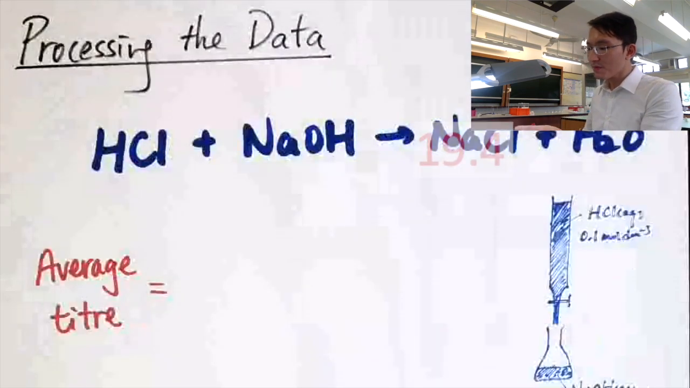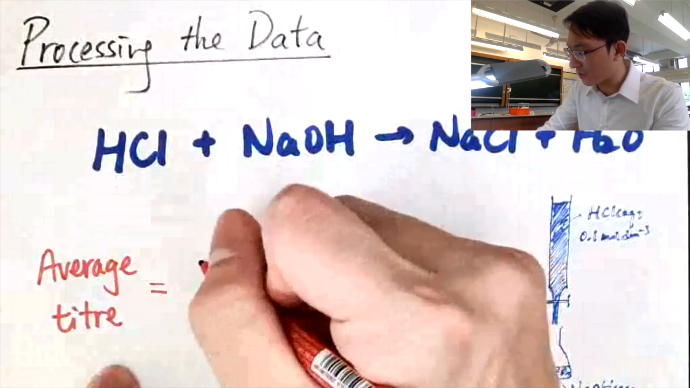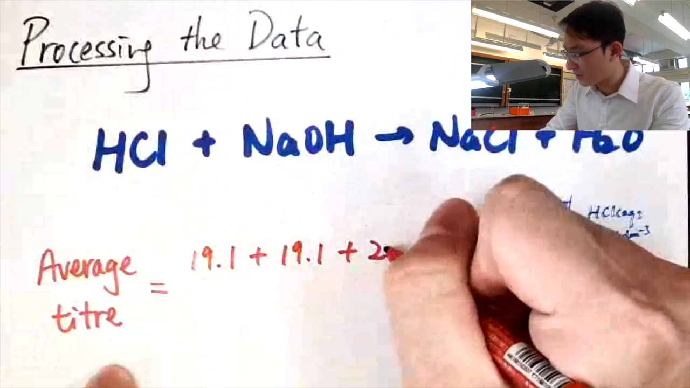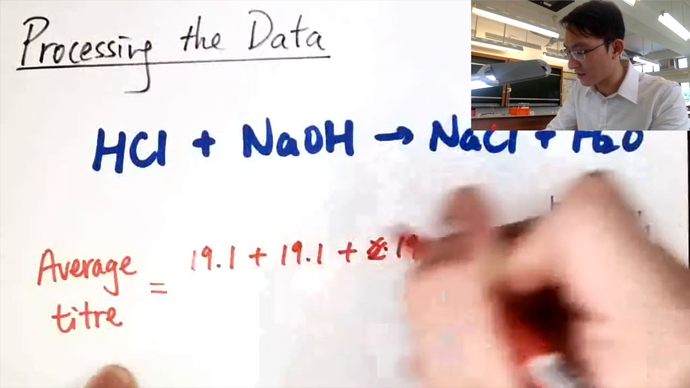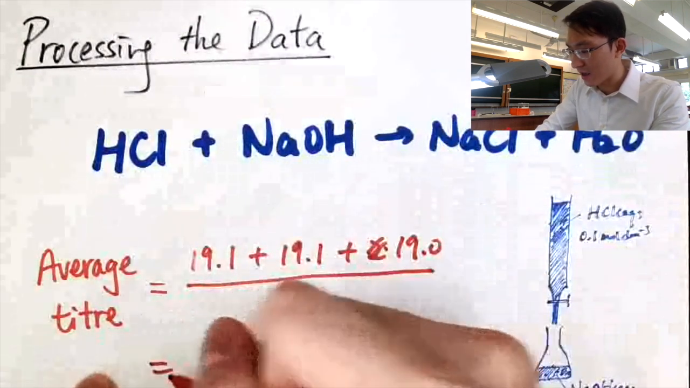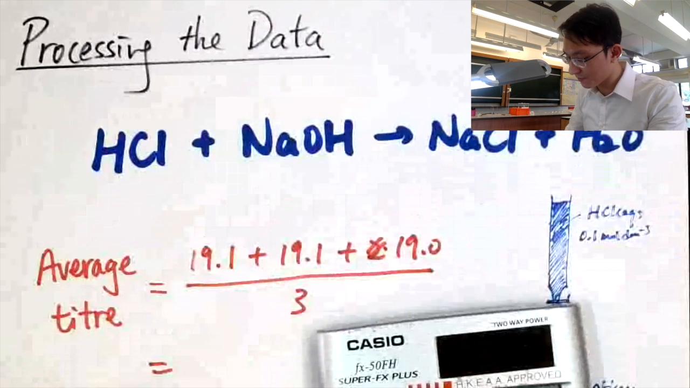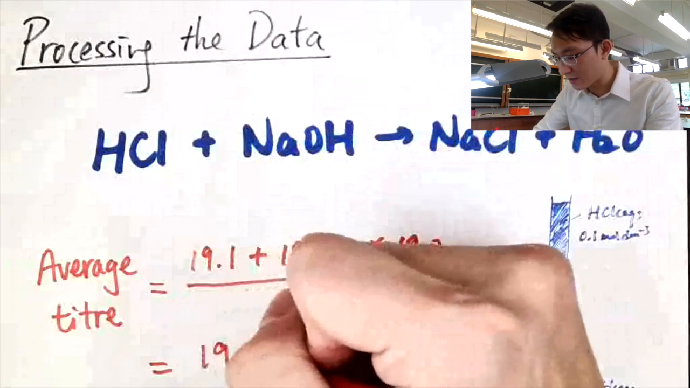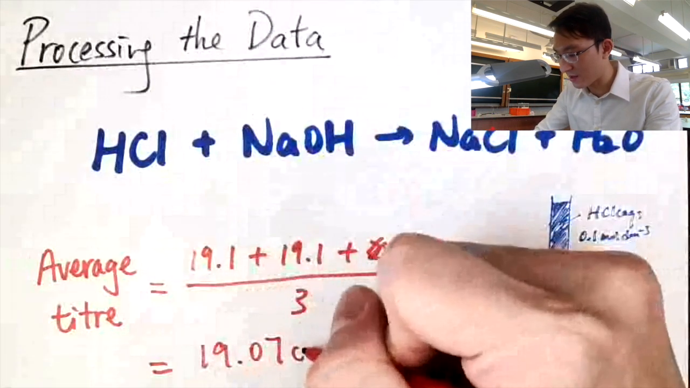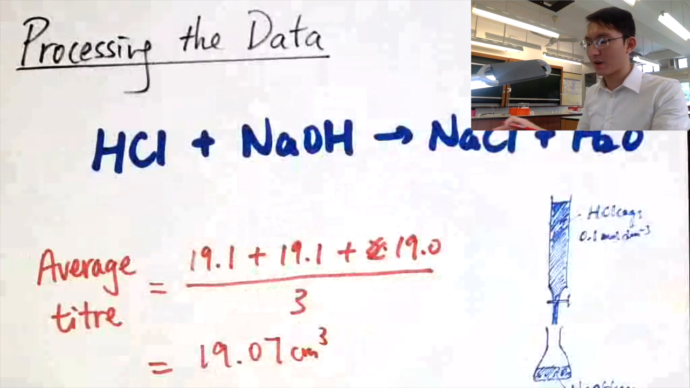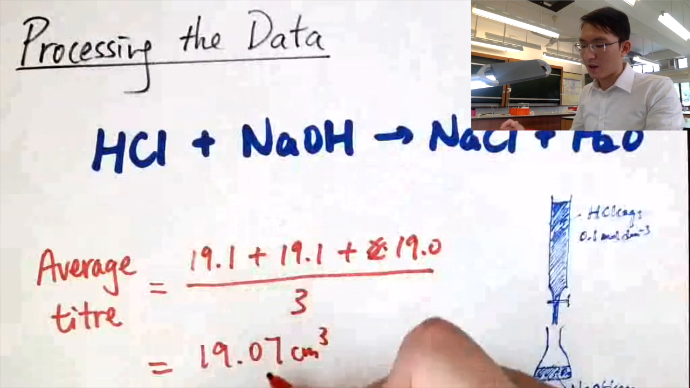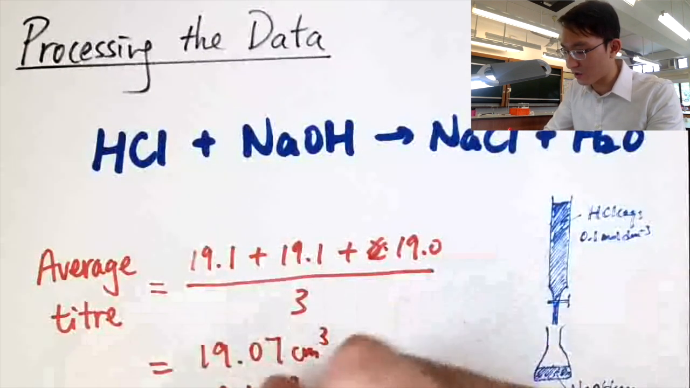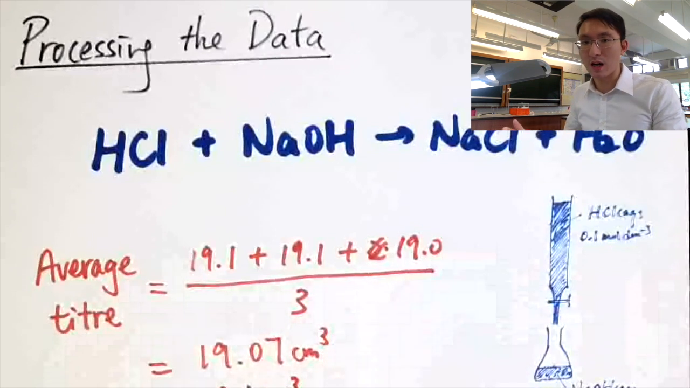All right? So the average titer is going to be the sum of the three volumes, 19, divided by 3, and we tap our calculator. We have 19.07 cm3, okay? Which, to 3 significant figures, is 19.1 cm3. So this is our average titer.